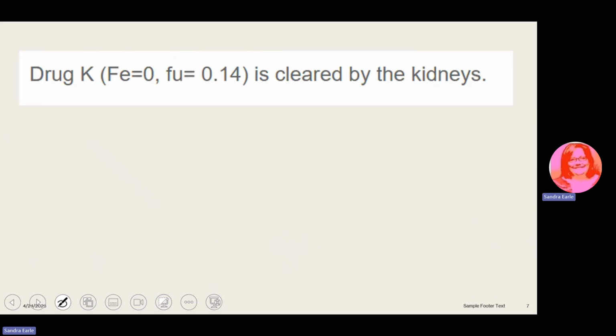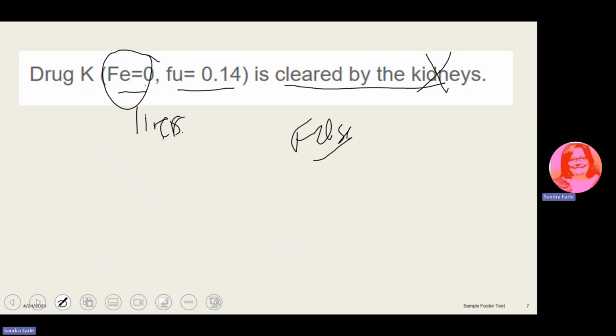Drug K, FE is 0, totally cleared by the liver. That's what FE is 0 means, or we're assuming there's no renal clearance. Fraction amount is 0.14. Is cleared by the kidneys? No, false. False, false, false.